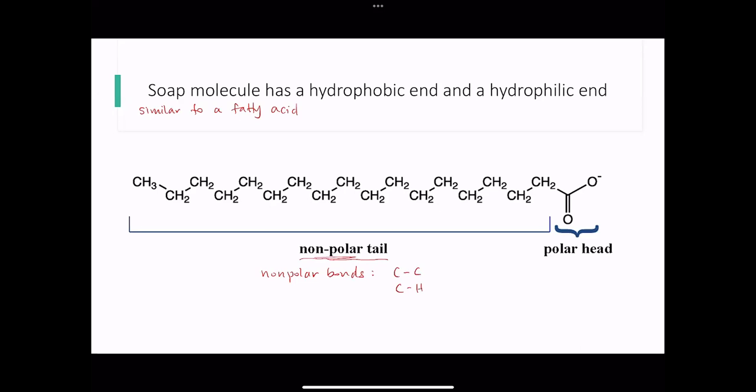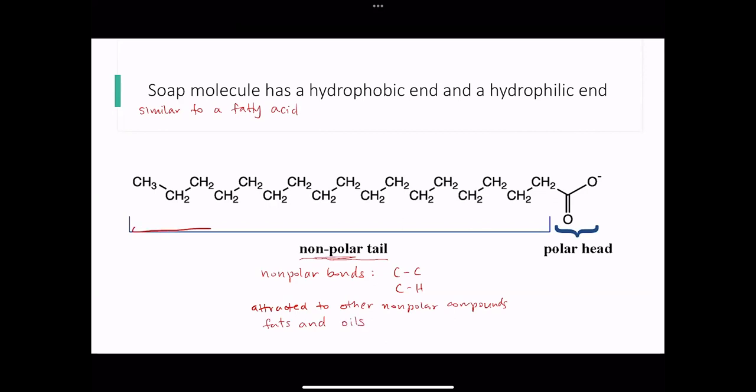When you do the electronegativity calculation, those are less than 0.5, and that's nonpolar, which means the electrons are evenly shared. There's an equal distribution of electrons in each of those bonds, so there's no partial positive or partial negative. And this nonpolar part is only attracted to other nonpolar compounds. Now, there are not many nonpolar compounds, but one that's very common is fats and oils.